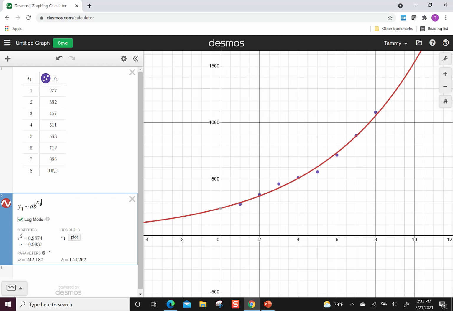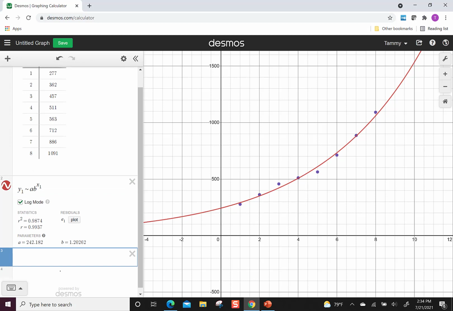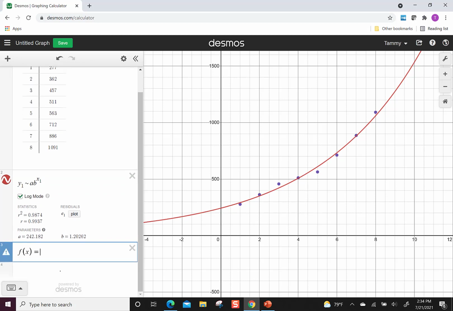So this allows us to do a projection. Now watch, any assignment you have should tell you how many decimal places to use, so that you know how to do your calculations to get the next two. Since we're already in the calculator, let's do that right here. I'm going to say f of x is equal to 242.182, so I'm using all of the values, times b, 1.20262, and then to the power of x. That way I can put in the next two.